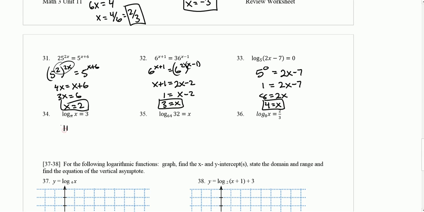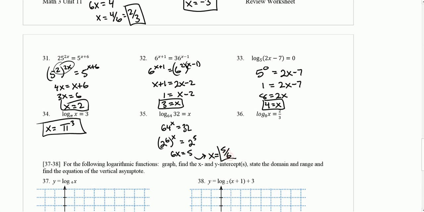34, pi to the power of 3 is equal to x. That's just changing it out of log form into exponential form. 35, we get 64 to the power of x is 32. 64 is 2 to the 6th power. 32 is 2 to the 5th power. So 6 times x is equal to 5. Divide by 6 and you get x is 5 over 6.